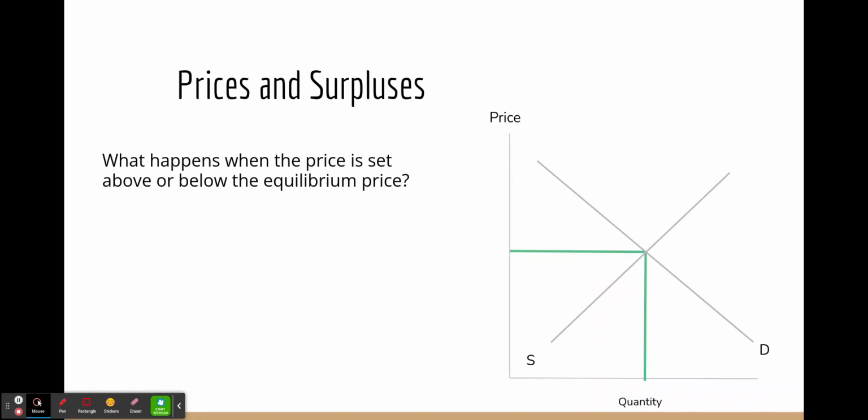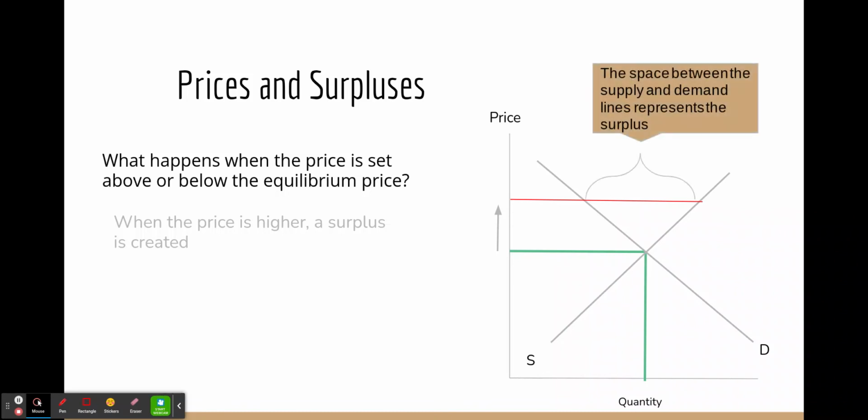This begs the question, what happens when we set a price that is above or below the equilibrium price? We start with our price and quantity graph containing both the supply and demand curves and the equilibrium price in green. When we increase the price, shown by this red line, it intersects the supply and demand curves in different places. Since at that price, the quantity suppliers are willing to provide is higher than the quantity demanded by consumers, we have a surplus of goods equal to the difference between the 2 points.